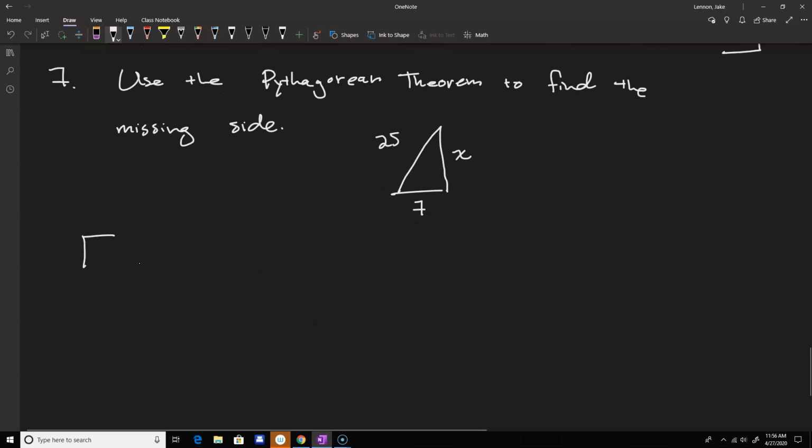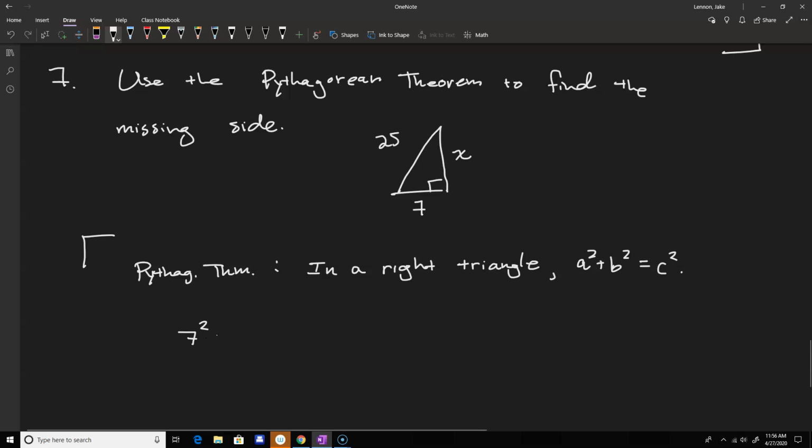Okay, so for problem number 7, we want to use the Pythagorean theorem to find the missing side. So basically, what does the Pythagorean theorem say? It says in a right triangle, meaning we have a 90-degree angle, which would be the bottom right corner here, a squared plus b squared equals c squared, where c is your hypotenuse, meaning the side opposite the right angle or the longest side of the right triangle. So in this case, if you square the shorter sides and add them, we're adding 7 squared plus x squared, and that has to equal 25 squared.